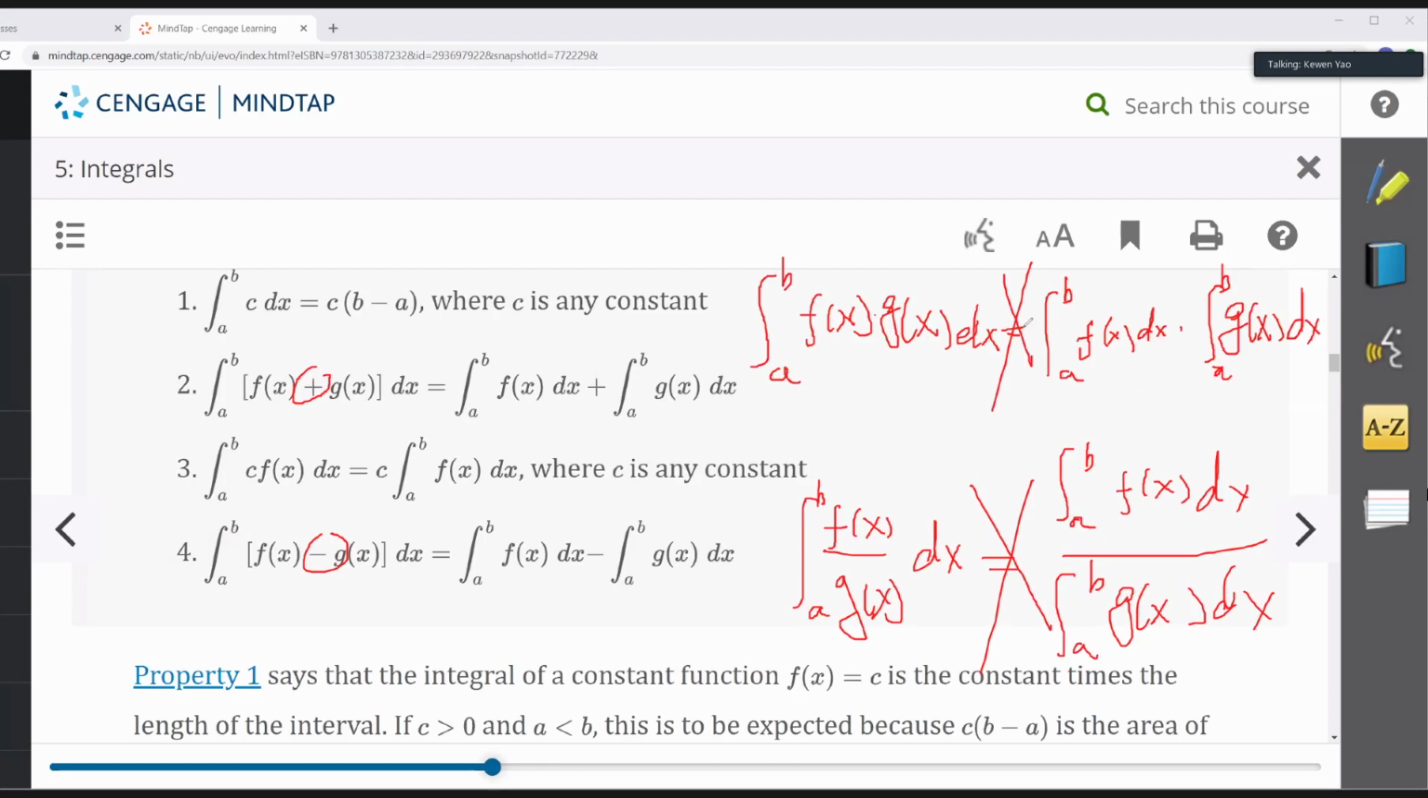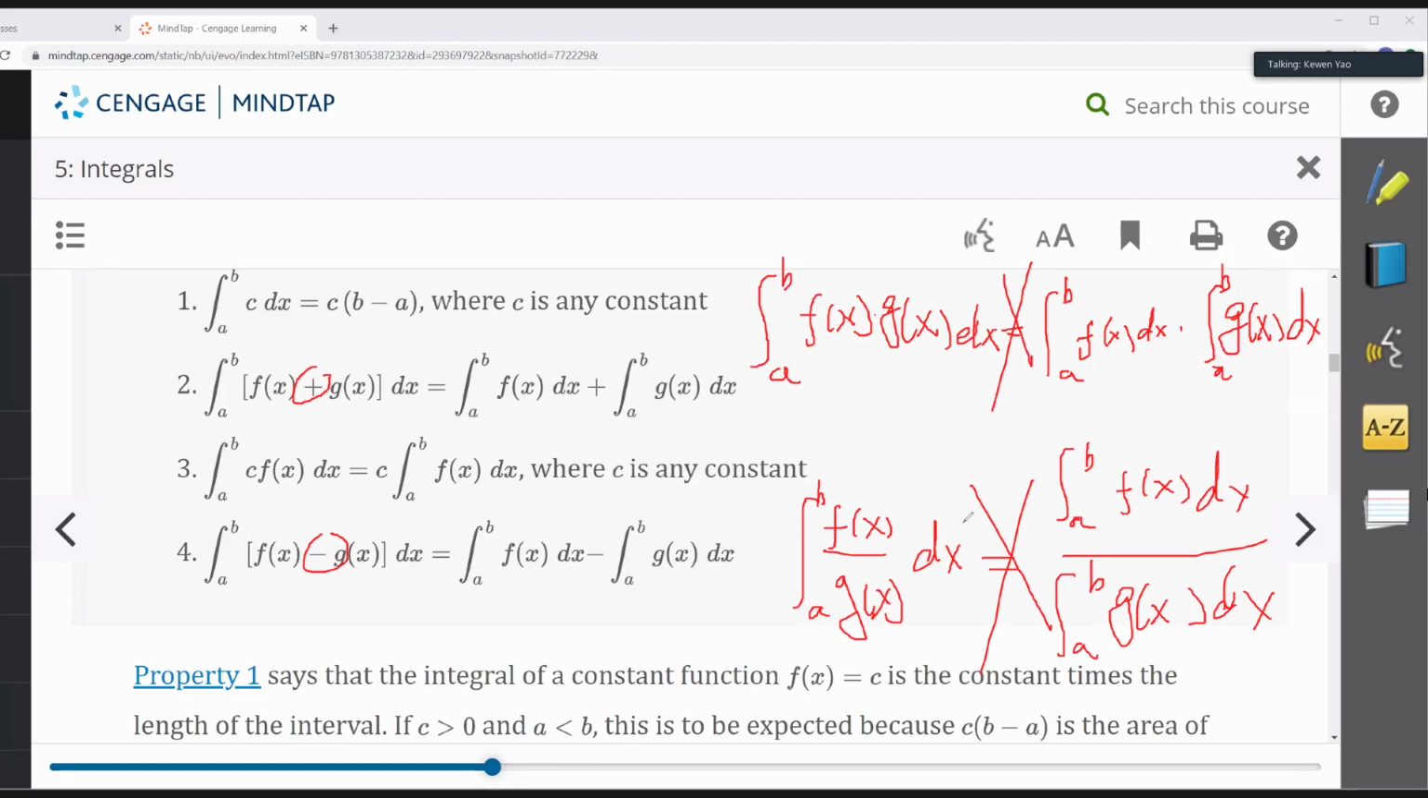We cannot distribute over the product. We cannot distribute over the quotient. Only for sum and for difference can you do term by term, but not for the product, not for the quotient. So please put this in your notebook, because this is a terrible mistake. This is also a terrible mistake.